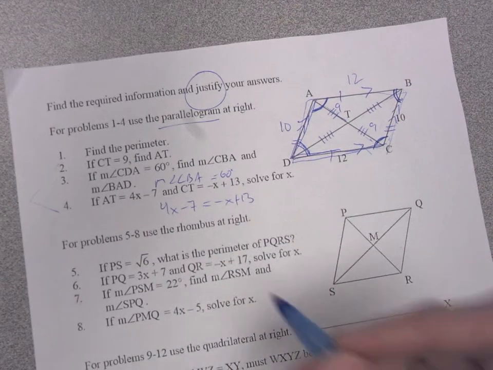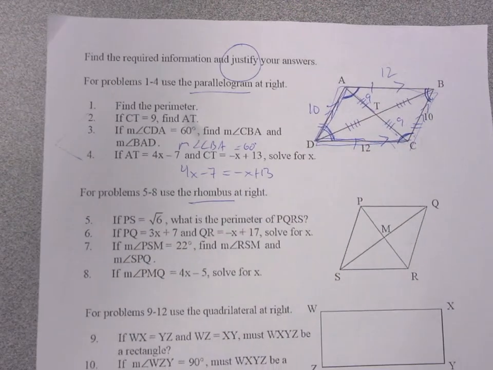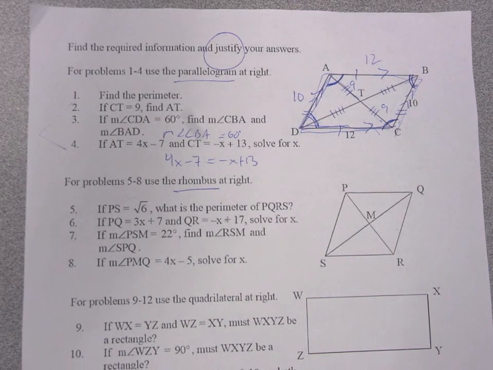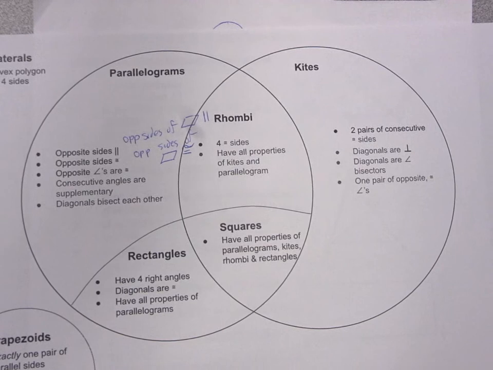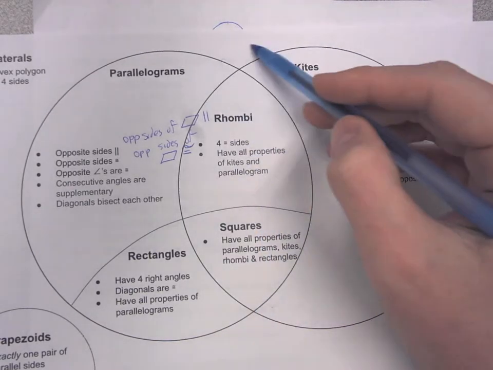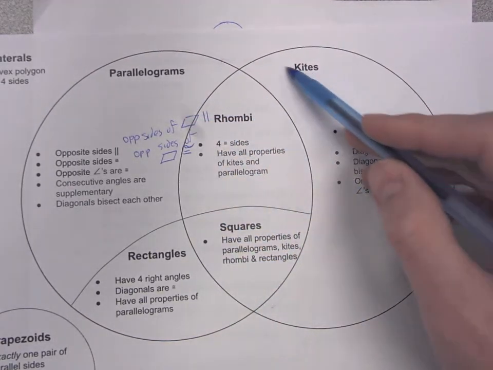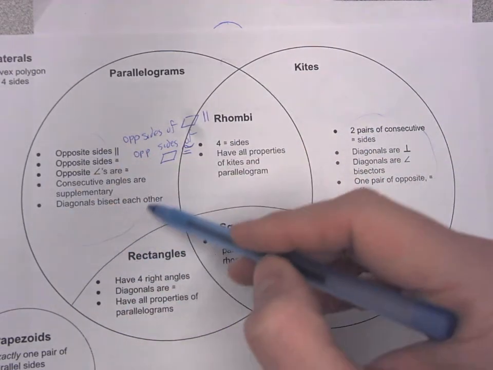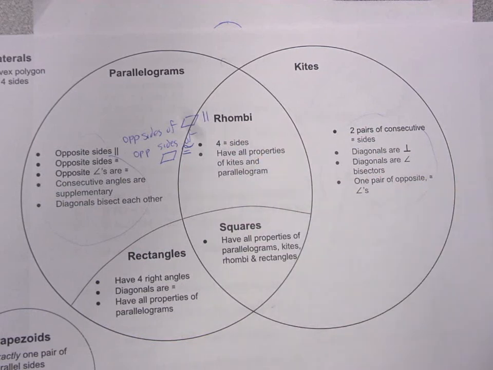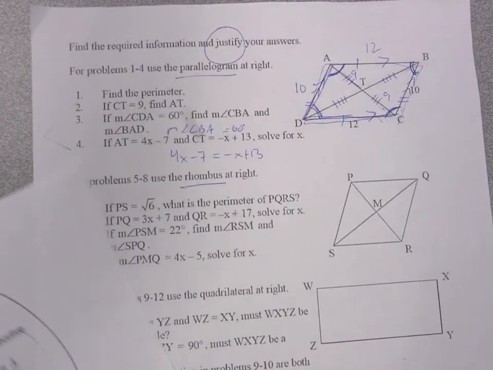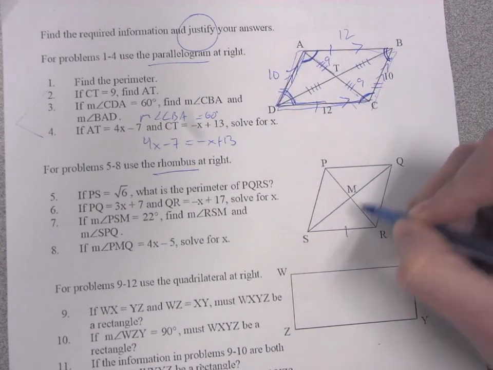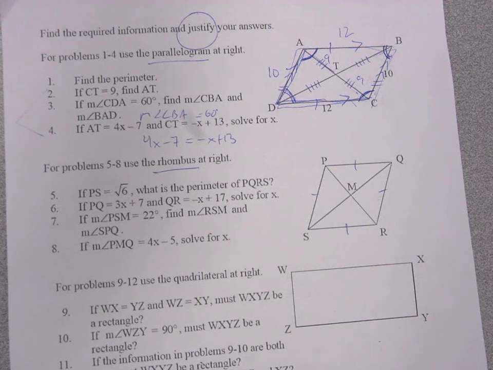All right, let's start talking about the rhombus. Now remember that rhombuses, or rhombi, which is plural for rhombus, have all the properties of a kite and a parallelogram. So in our Venn diagram here, rhombus is in the overlap or the intersection of kites and parallelograms. So it has all these properties, it has all these properties, and it also has 4 congruent sides. Before I even get started with this, I would just start labeling some stuff. So this guy, this guy, this guy, this guy, those are all congruent.